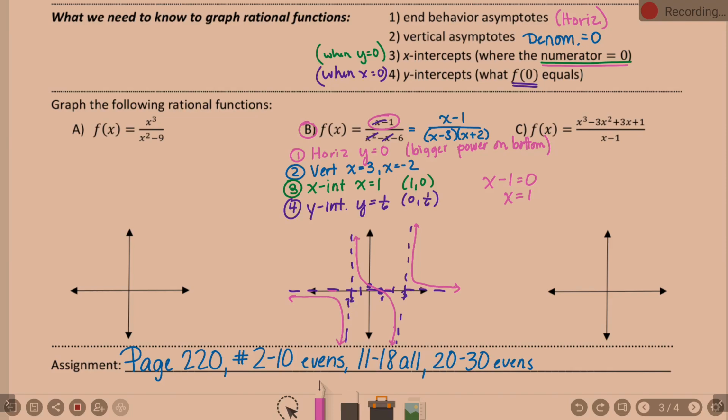11 through 18, you're looking at a graph that's in the book to answer the questions. Okay, those are easy. 22 is like what you did earlier. Use all your limits. And I'm trying to remember, 24 through 30 is more like what we just did on B. Okay? I don't have the graphs in my answer key, but I want you finding asymptotes, intercepts.